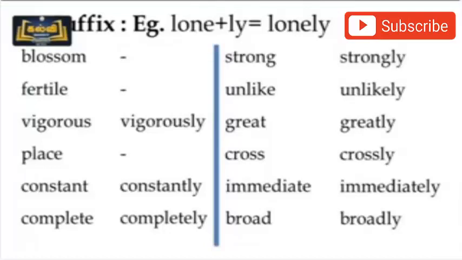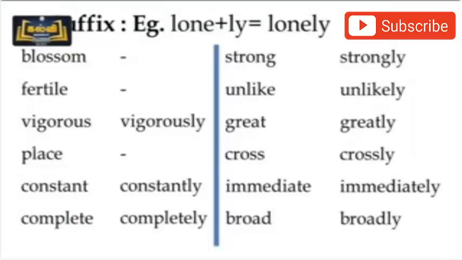Let's move on to the next exercise, children. Look at the words in the box. Make new words by adding ly wherever possible. It will not be possible with all the words. What is this ly, children? Why do we have to add this? Yes, this ly is a suffix. A suffix is a letter or letters added at the end of a word to make a different or new form of the word. Example, lone plus ly, lonely.